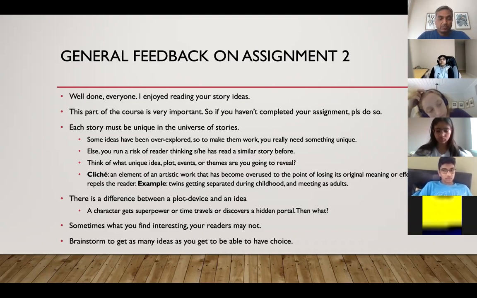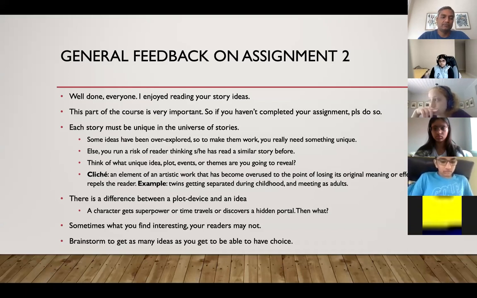You have to think about what is unique in your idea or in the theme that you're picking or in the plot that you're picking or the characters you're picking or kind of anything that you're going to reveal in the end that you're picking, right? So there has to be something unique about it, right? Now, while talking about this, I wanted to introduce you guys, for those of you who have not heard this term, it's called cliche, right?